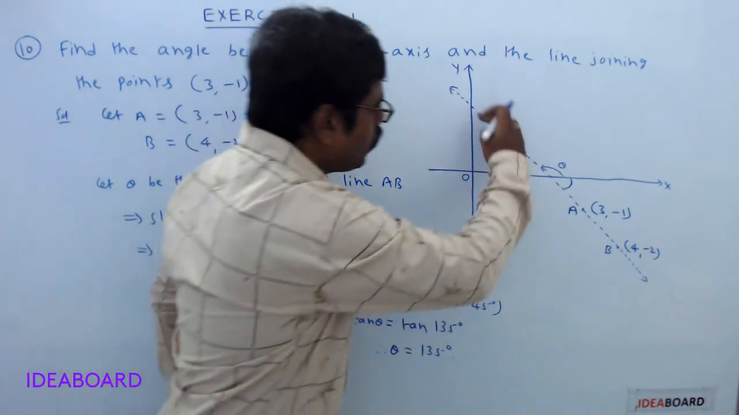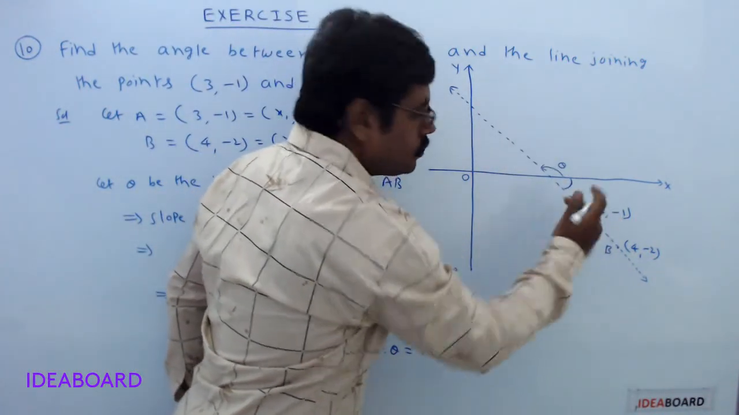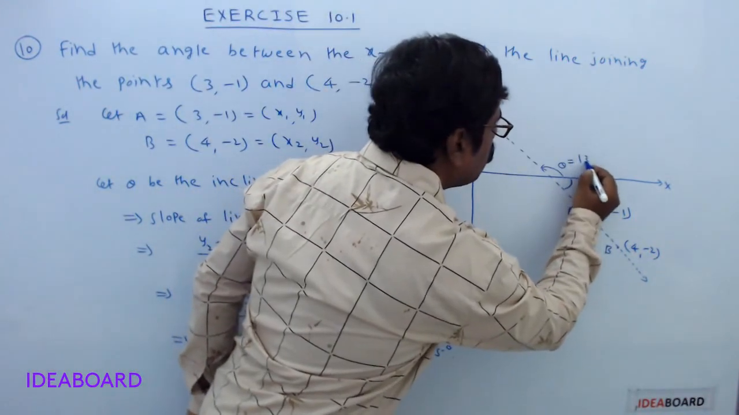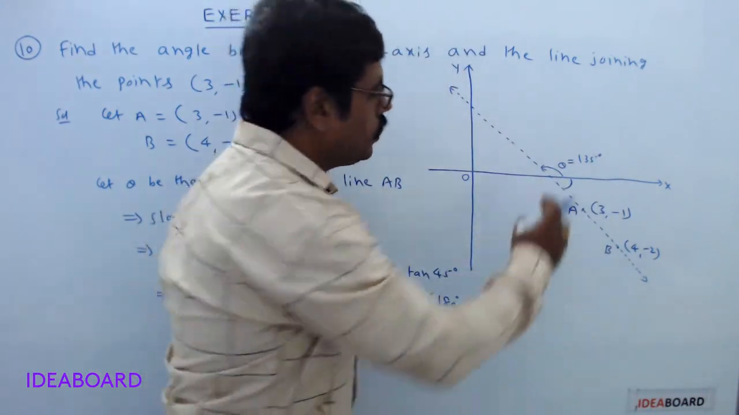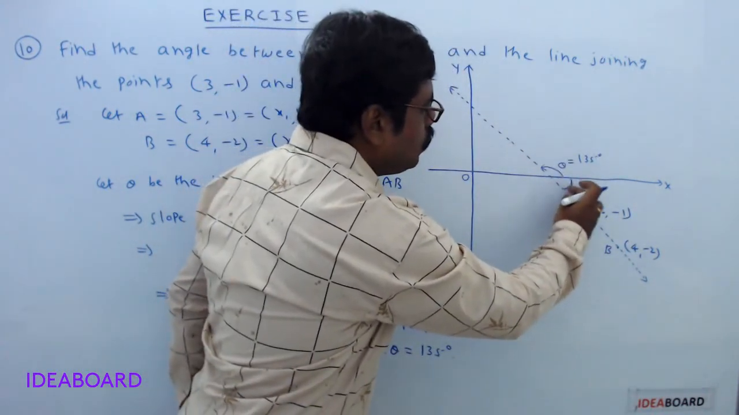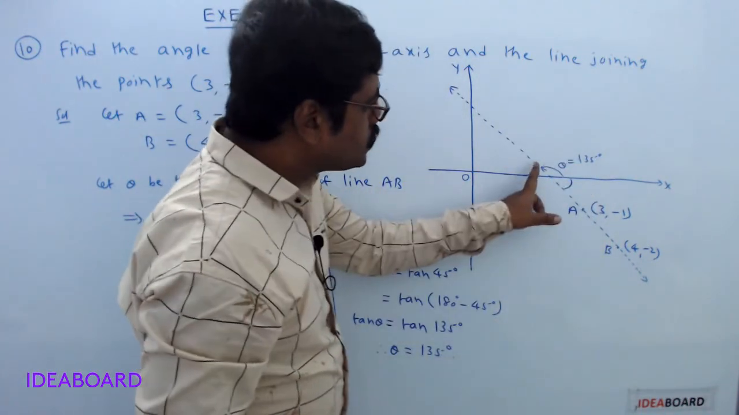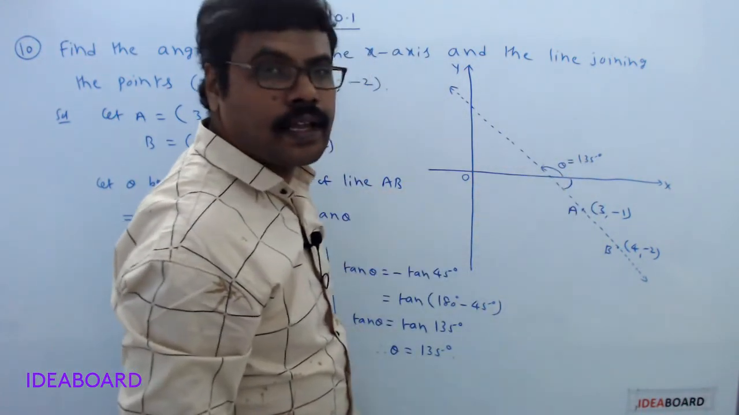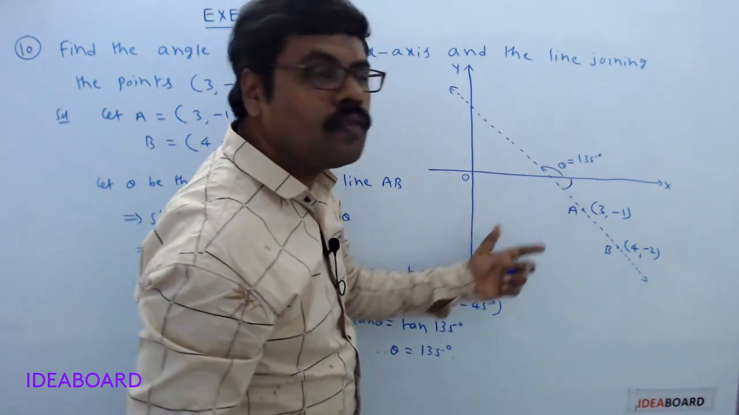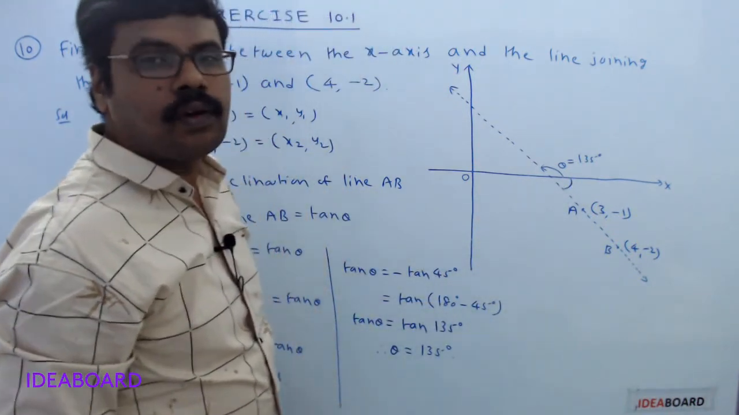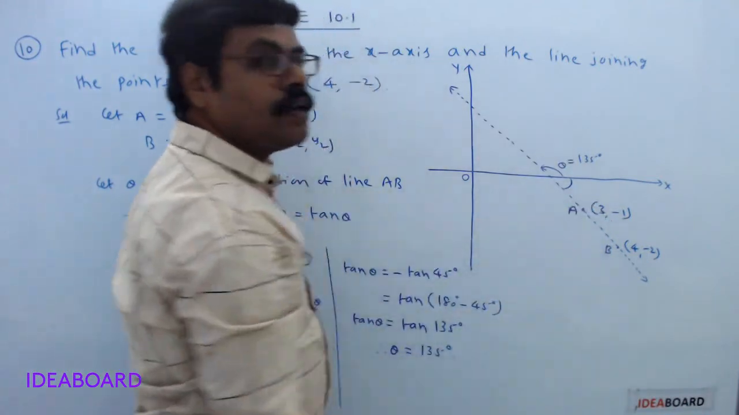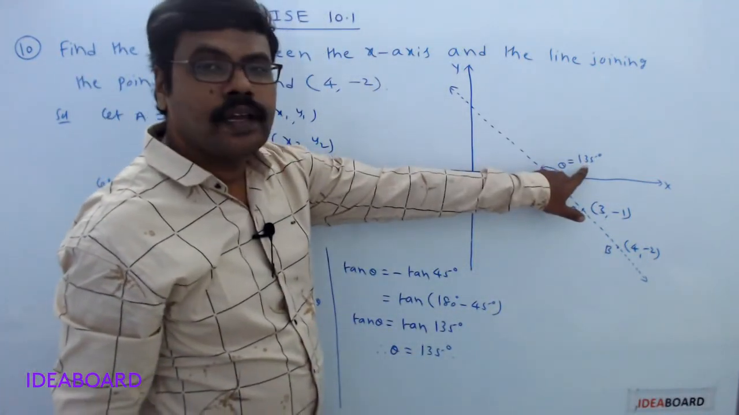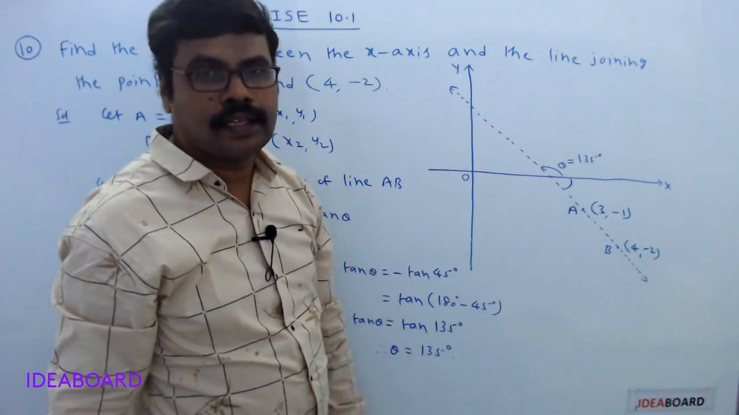135 degrees. Now this is a straight line. This theta is 135 degrees. Now it is a straight line. Angle on a straight line is 180 degrees. This angle is 135 degrees. What about this angle? 45 degrees. So, angle between the x-axis and the line AB is 135 degrees or 45 degrees.